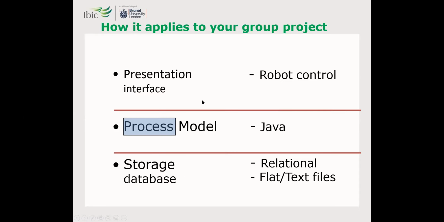Let's look at this. For example, I know that you might have a group project, and in the different layers you can have different examples. In the presentation layer, you're going to have the robot control interface, and then in the process model, you're going to work on Java coding, and in the storage database, you're going to look at the relational and flat text files, right? Or Excel files.